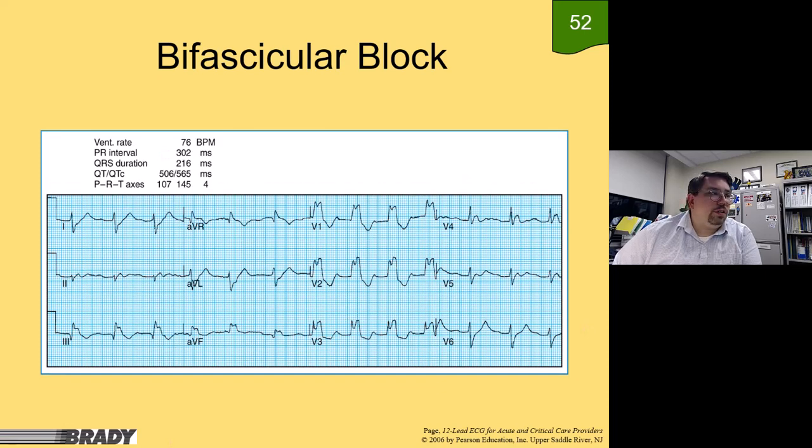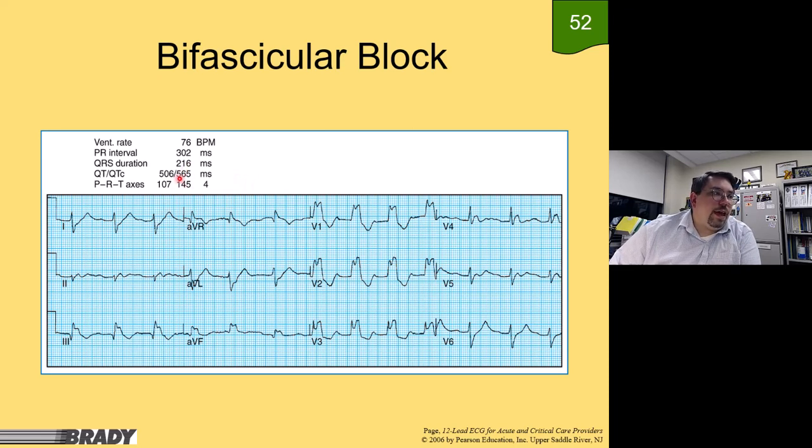Again, another example of a bifascicular block here. I'm going to go a little bit faster. In this case, we're going to see our positive 145. So our positive 145 is actually in the almighty wheel of axis. It's going to put us over in the right axis deviation. Right axis deviation ain't right. Right ain't right. And we're going to call that a posterior hemiblock.